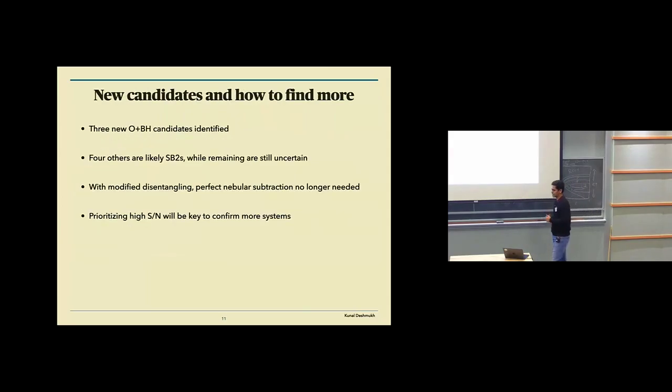So, very tentatively, there are 3 new candidates out of our sample of 15. 4 others are likely SB2s, and some are still uncertain because the data quality is not good enough to say one or the other. So with this new approach of disentangling by excluding this polluted region, we can actually go back to prioritizing high signal to noise instead of using these IFUs. And that will be key to confirm the unconstrained systems that we have now.